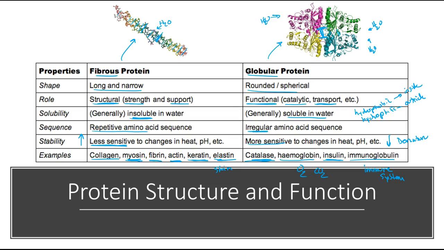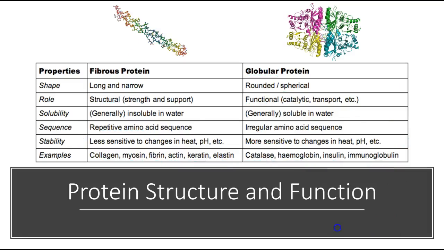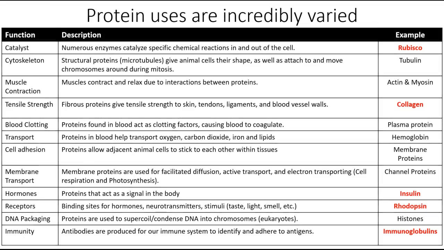Okay, so these are several examples. We have both structural fibrous proteins and globular functional proteins, and we want to outline a few of those and their specific roles in the body. Here's another table that outlines even more varieties. Notice that some of these examples are red: Rubisco, collagen, insulin, rhodopsin, immunoglobulins. These in red are all examples that the IB has deemed important for you to focus on as we work through the very varied and vast functions that proteins afford us.